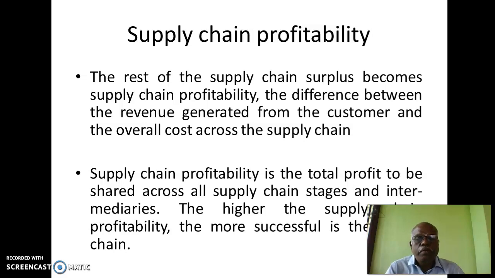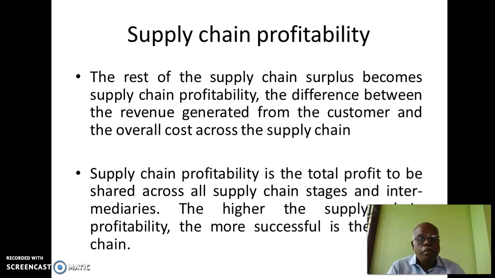Then what is supply chain profitability? The rest of the supply chain surplus becomes the supply chain profitability, the difference between the revenue generated from the customer and the overall cost across the supply chain. So it is the total revenue generated from the customer minus the supply chain cost. For example, we have seen 20 rupees as the supply chain profitability because the pen cost 70 rupees and was sold at a price of 90 rupees. So 20 rupees is the supply chain profitability.